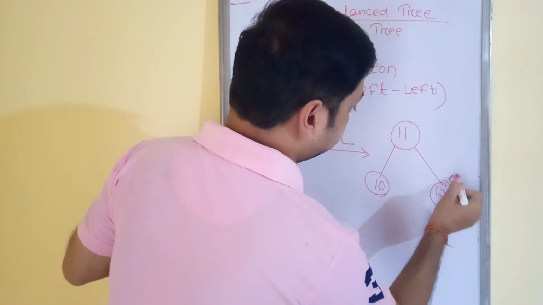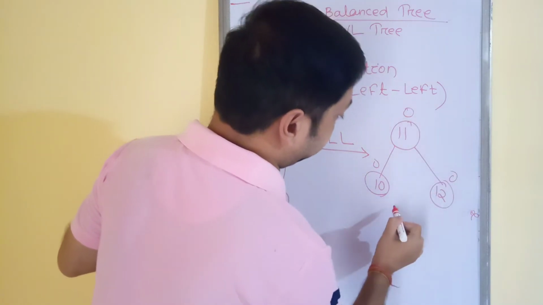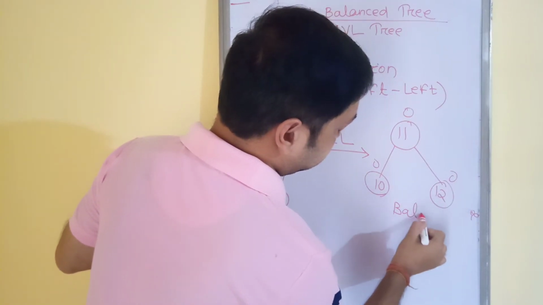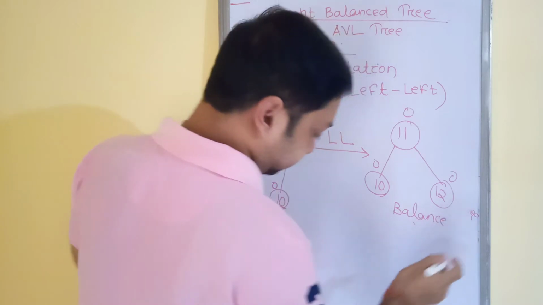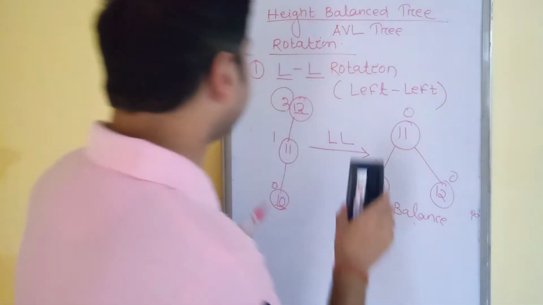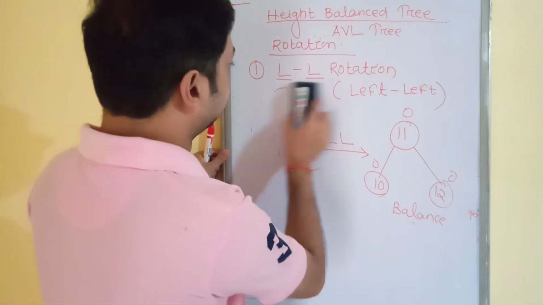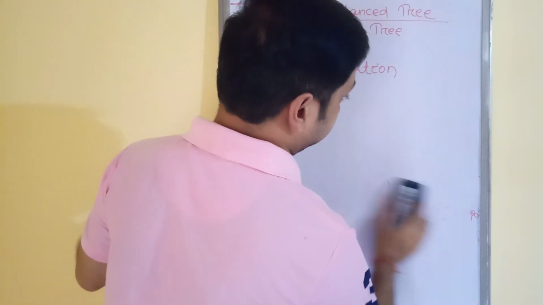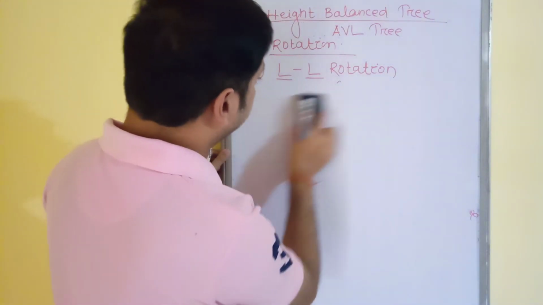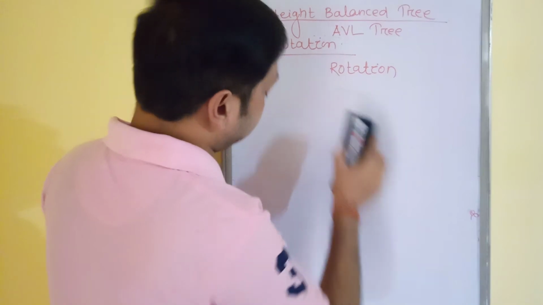Now you can see 0, 0, 0. This is the balanced one. This is the balanced one. So this is your LL rotation. The second one will be your RR rotation.